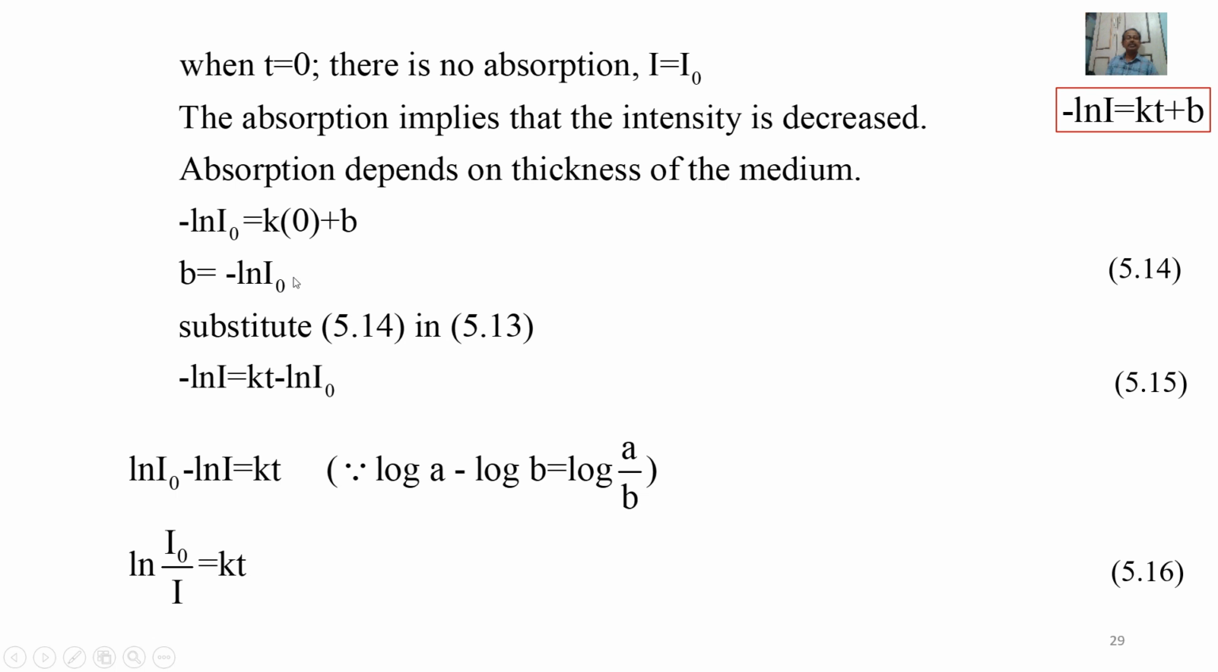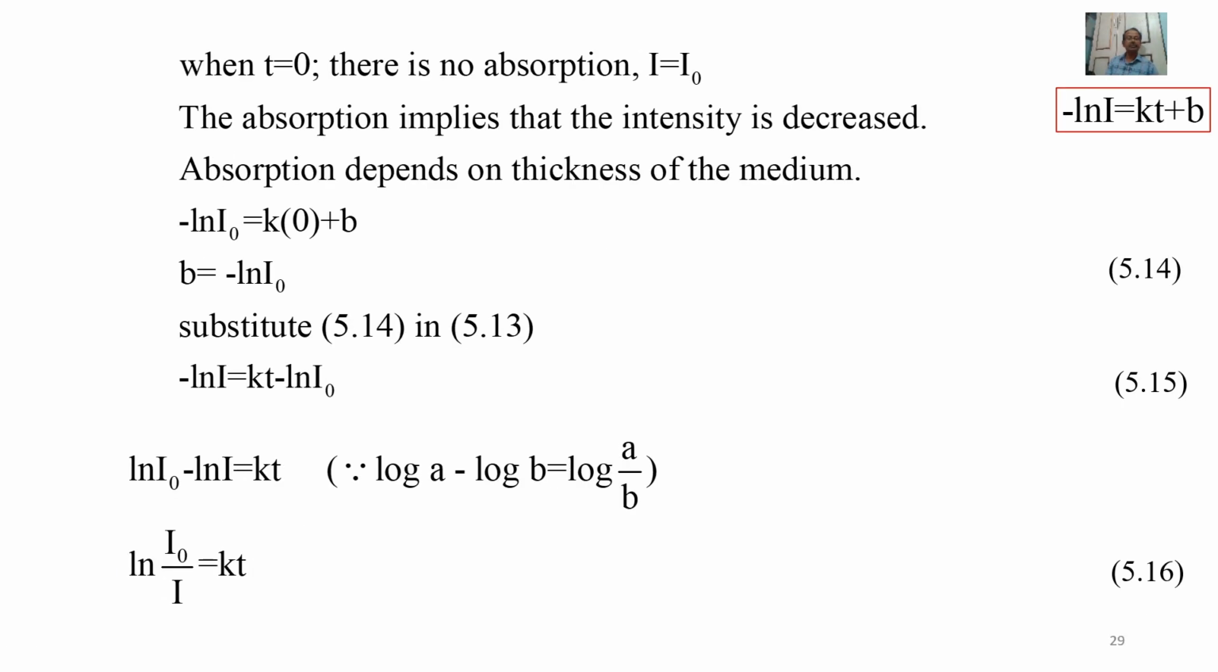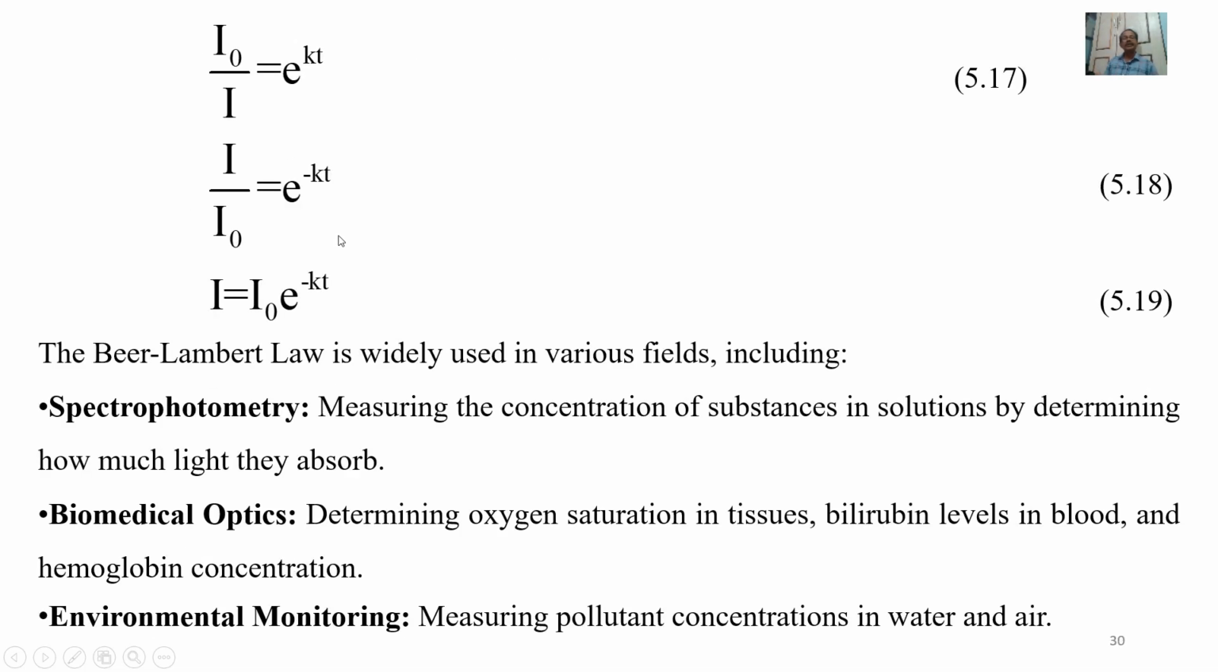So substituting minus ln I naught into the expression, minus ln I equals Kt plus B, we have minus ln I, which is equal to Kt minus ln I naught. You bring this term to the left hand side, we have ln I naught minus ln I, which is equal to Kt. So we know that log A minus log B is equal to log A by B. So ln I naught by I is equal to Kt. Just invert it, that will give us I by I naught, which is equal to e power minus Kt. So I becomes I naught times e power minus Kt.